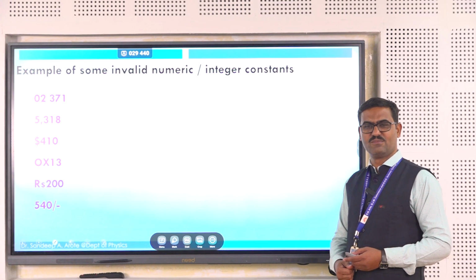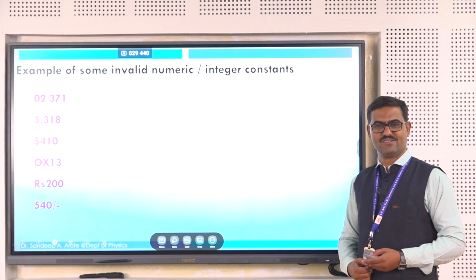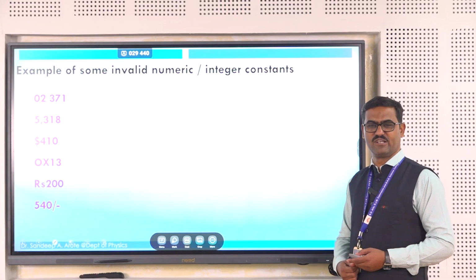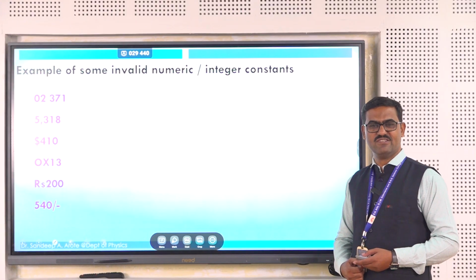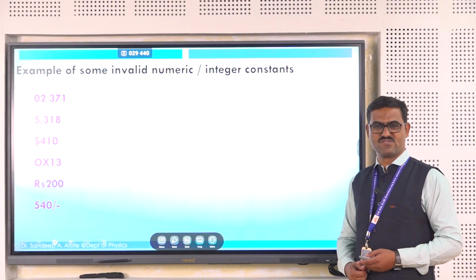So, this is all about the integer constant in the C programming language. In the next part we will see what are the float constants.